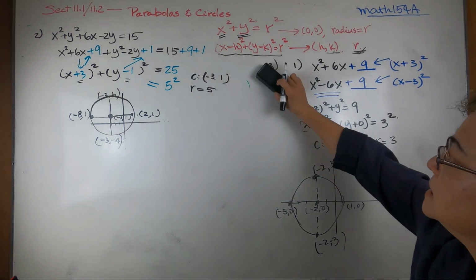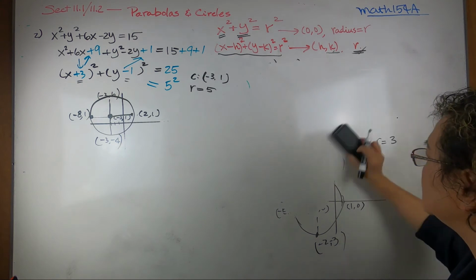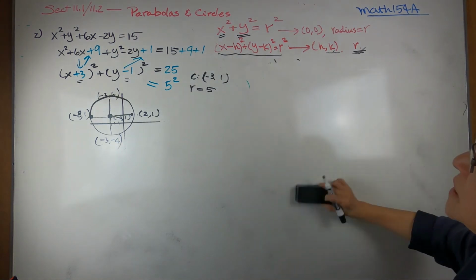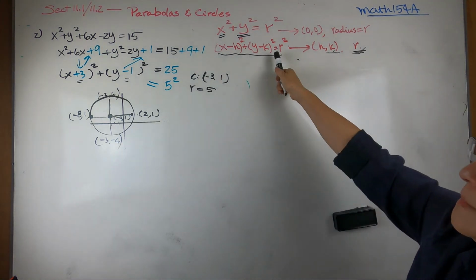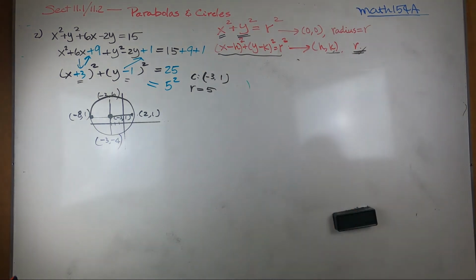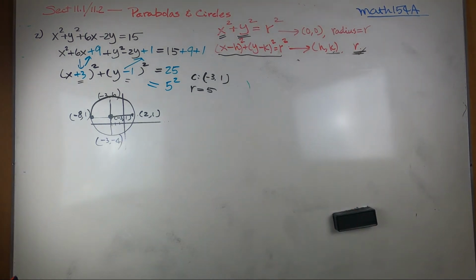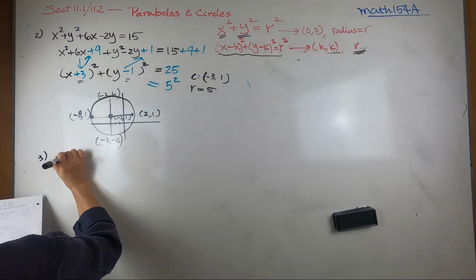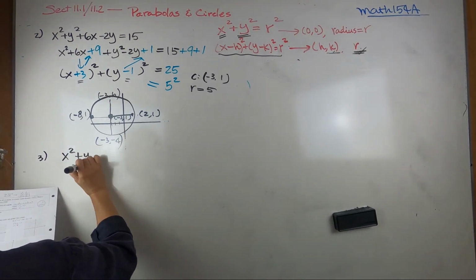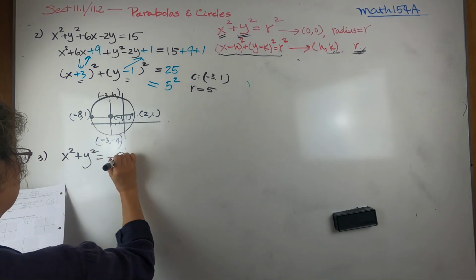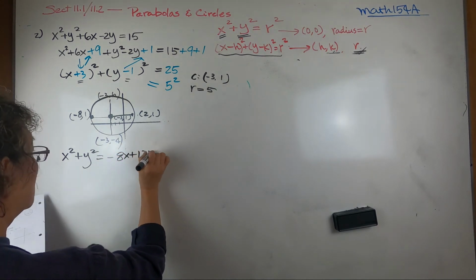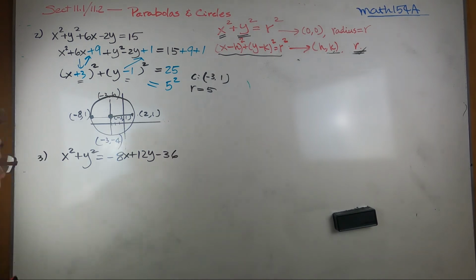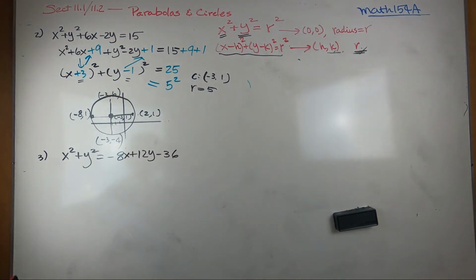Not too bad, right? As long as you can complete this square, then you can make a form for the circle, then you'll be good, right? Then let's see the next one. If we have x squared plus y squared equals -8x plus 12y minus 36, what do you think? How should you start?